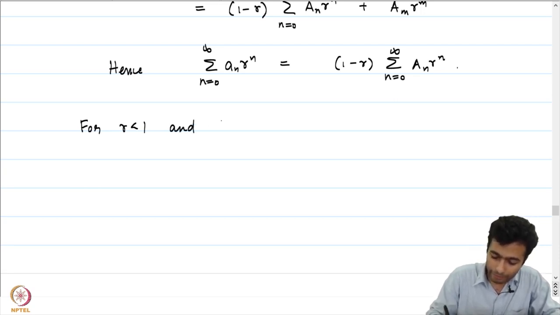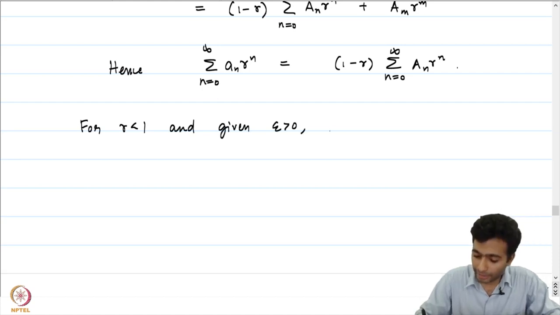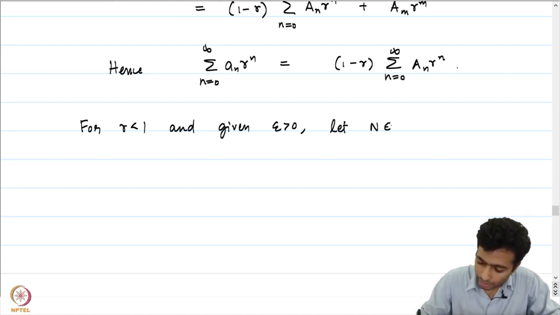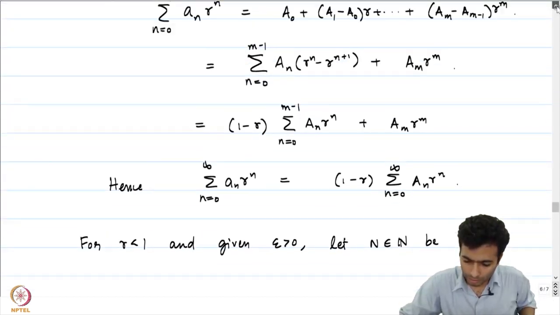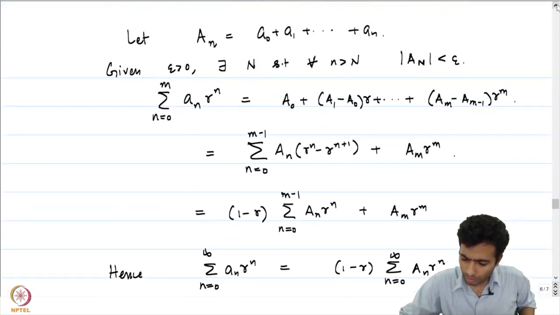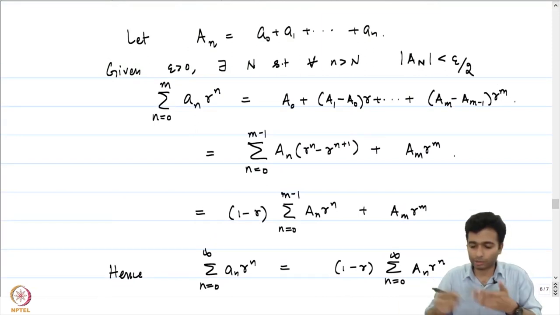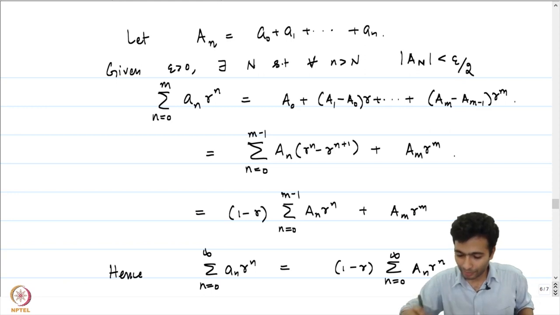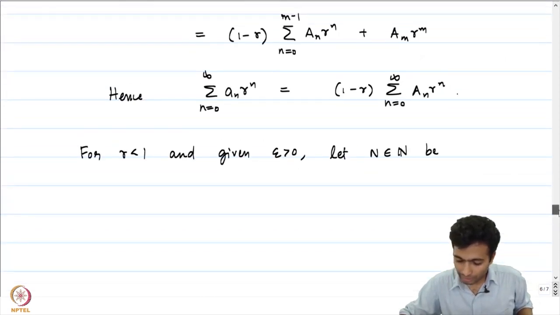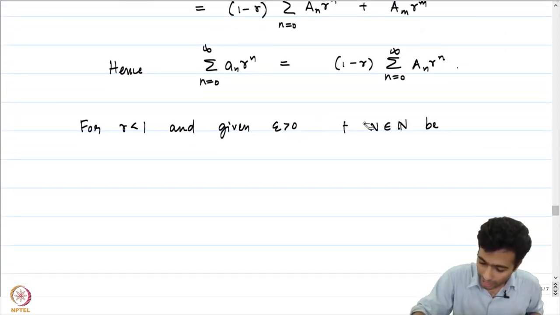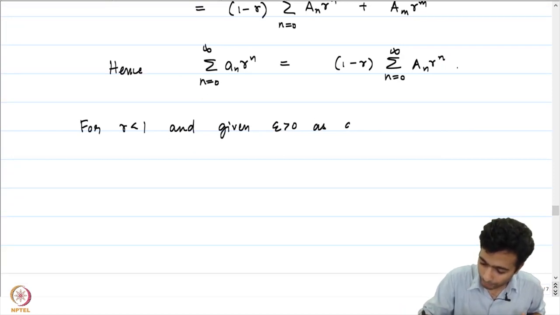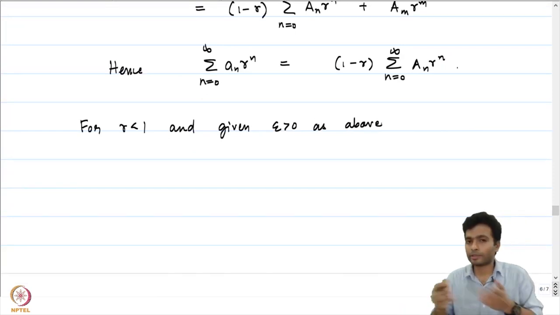And given epsilon positive, let capital N be such that... maybe I should change this a bit and write this as epsilon by 2, just so that I get epsilon at the end. So given epsilon positive as above, let us see what happens to the right hand side.